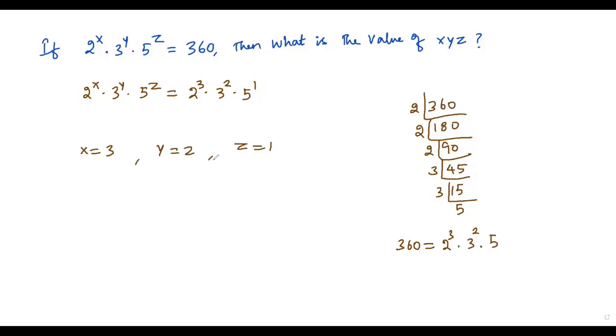Now I have the values of x, y, and z. Let's find the product. x times y times z is 3 times 2 times 1, which is 6. So the value of x times y times z is 6.